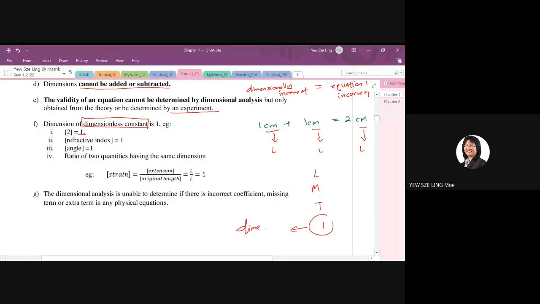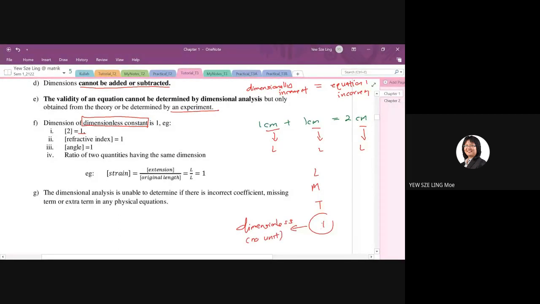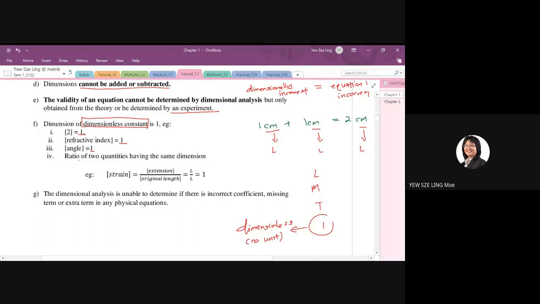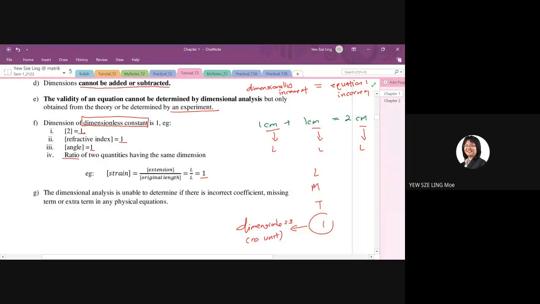Dimensionless means no unit. So refractive index is just a value, therefore it is equal to 1. Angle, again, is equal to 1 because it has no dimension. Ratio of two quantities also equals 1 because their dimensions cancel out with each other.